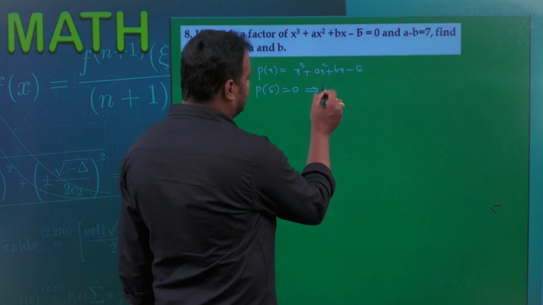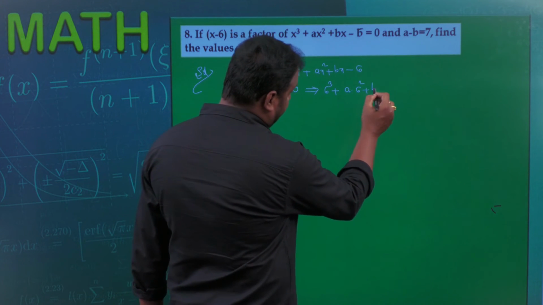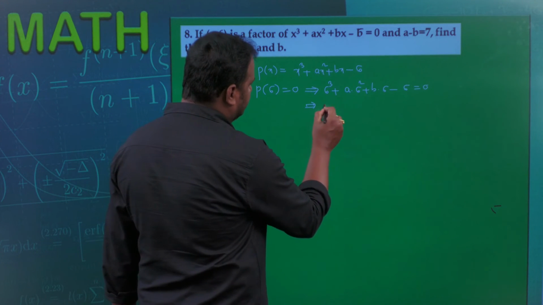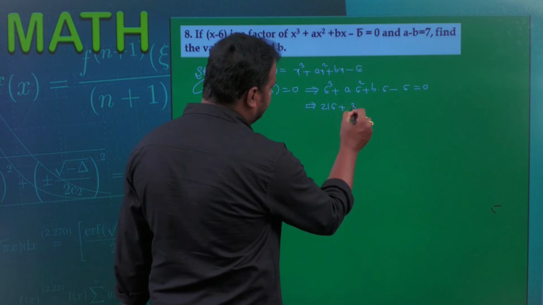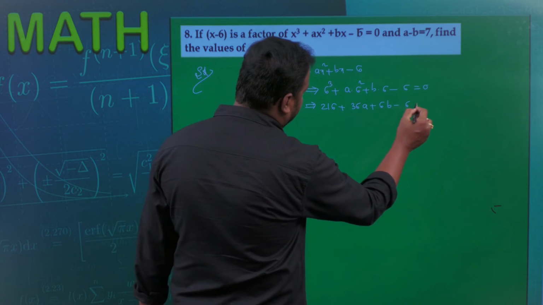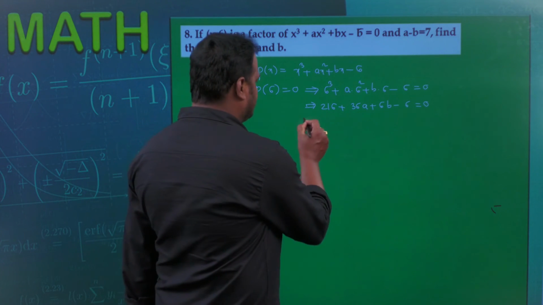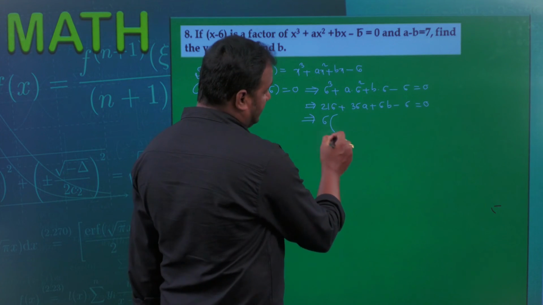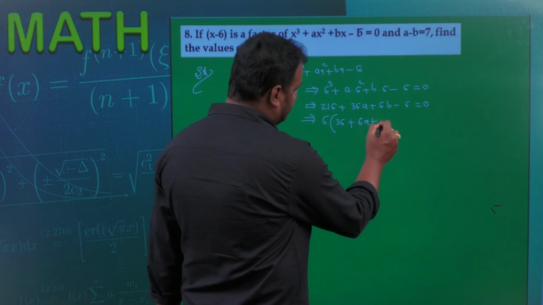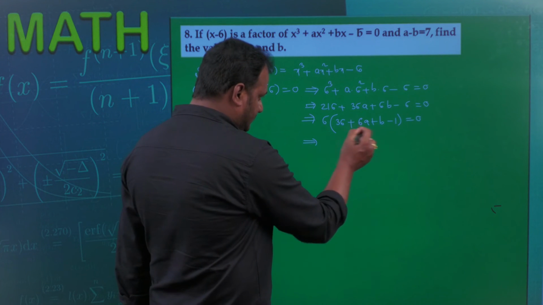So it is going to be 6 cube plus a into 6 square plus b into 6 minus 6 is equal to 0. 6 cube is equal to 216, plus 6 square is 36a, plus b into 6 is 6b, minus 6 is equal to 0. First of all, I will take one 6 common. So 6 times 36, plus 6a, plus b minus 1, is equal to 0. Anyway, 6 cannot be 0. Therefore, this number should be 0.